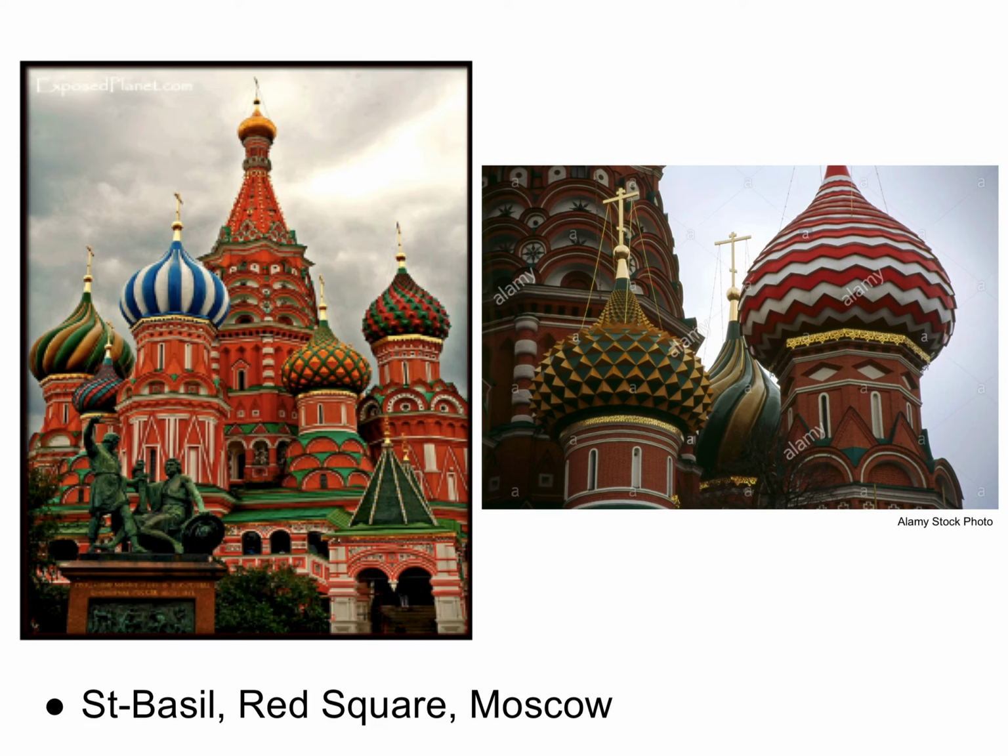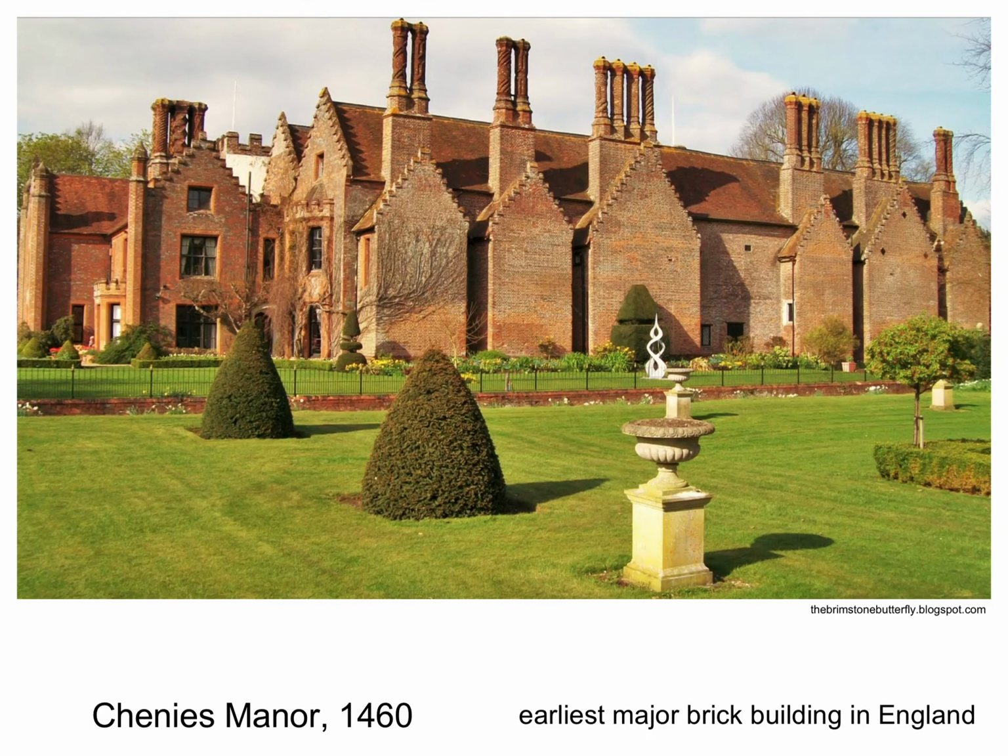In Moscow, St. Basil's in Red Square is also a brick structure, and you're not always made aware that those buildings are ceramic buildings built with bricks. It's only when you go see them up close that you realize how often bricks are used in buildings. This is the earliest major brick building built in England in 1460, still extant today.